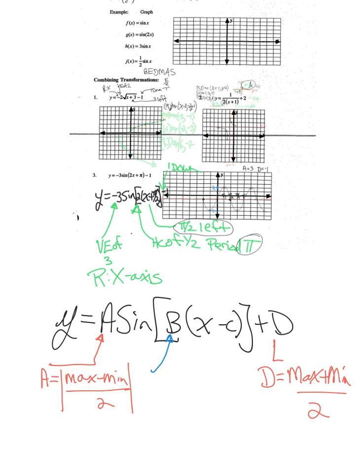The B value tells you the horizontal compression or expansion. I've got two formulas for you. B is equal to the normal period of your sine graph, 2 pi, divided by the period of the one you were trying to graph. So B is 2 pi over the period, or rearranging this, if you're looking at a function, the period is 2 pi over B. Of course, C is giving you your phase shift to the left or to the right.